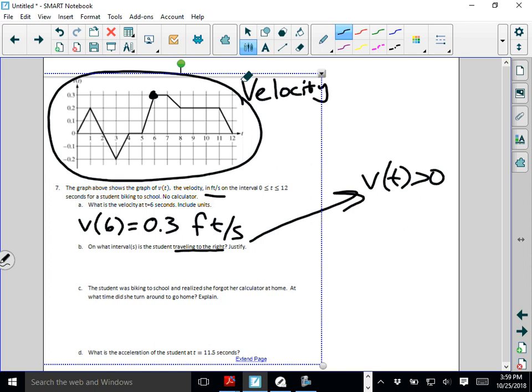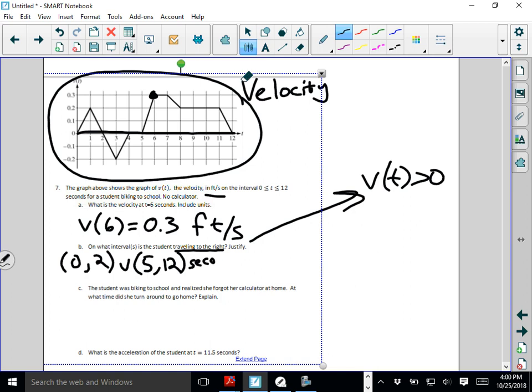Velocity is positive anytime my velocity graph is above the t-axis. I don't care about slope here. I just care about what times this graph is above the t-axis. Anytime we're above that line, the velocity is positive. So I want to report all the positive velocities. By looking at this, it's going to be from 0 to 2, union 5 to 12 seconds.